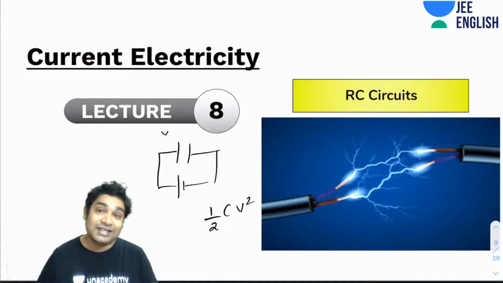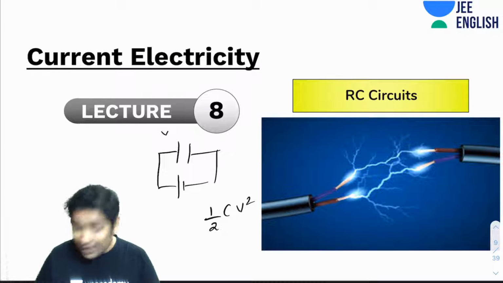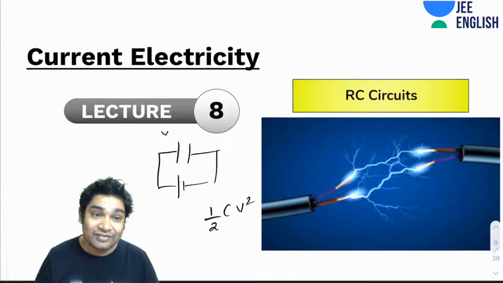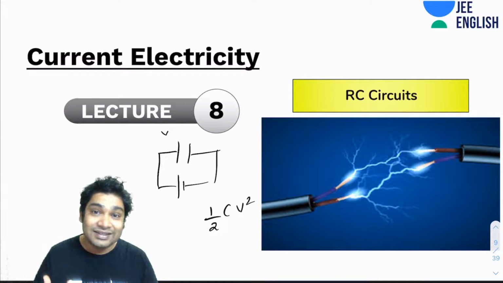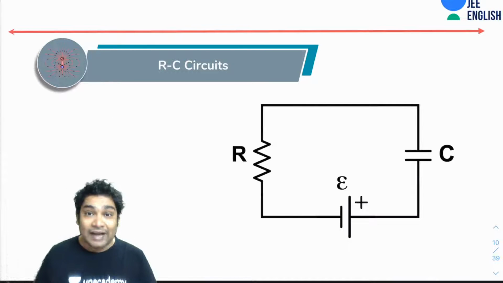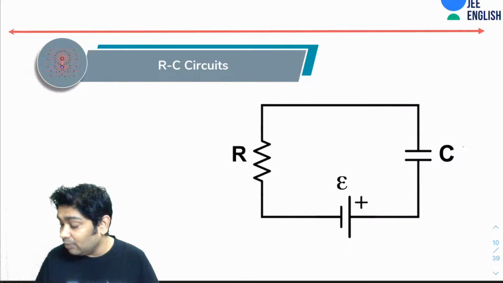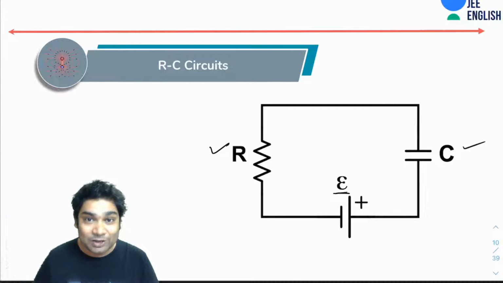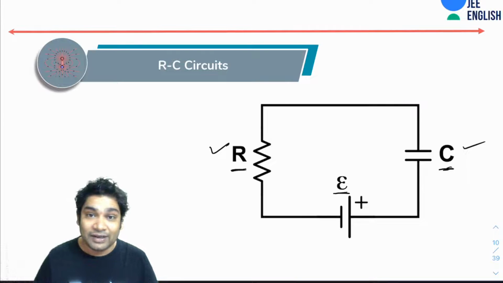Now in real life, of course, this kind of situation will never happen. Why? Because in real life your connecting wires can never be ideal. So there will be some inherent resistance, or even your batteries will have internal resistances. So in real life, whenever you are trying to charge a capacitor, you actually are dealing with RC circuits. So that is what we are going to discuss today. An RC circuit is nothing but a circuit containing both a capacitor and a resistor along with a battery, or sometimes maybe the battery is also not there. But there has to be a resistor and a capacitor. That is the primary requirement for an RC circuit.